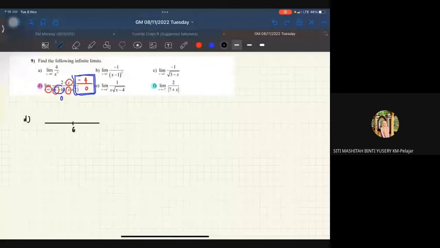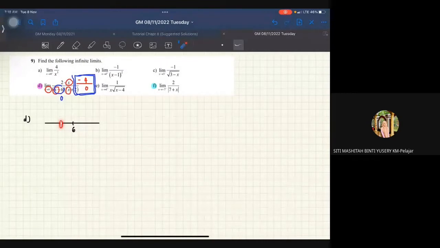Okay, so bila dah letak 6 dekat tengah, kita nak tengok yang 6 from the left and 6 from the right. So what is the value yang ada dekat sebelah kiri 6? Give me a value that is close to 6 from the left. Kat sini. What value do you want to use? 5.9. Okay, exactly. So kita just minus 0.1 sahaja.